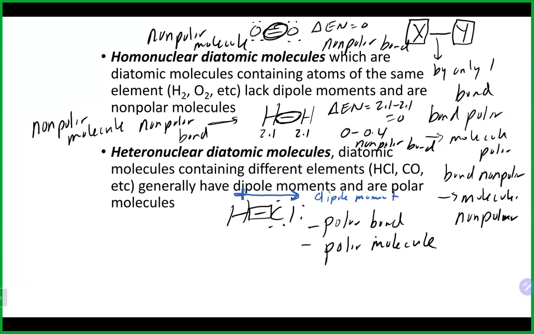So diatomic molecules, super easy to figure out polar or nonpolar for the molecule. It is because they have one bond, and if that bond is nonpolar, it will be a nonpolar molecule. And if it is polar, it will be a polar molecule. Any questions on that one there?